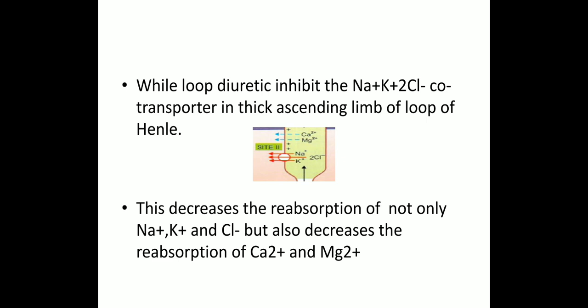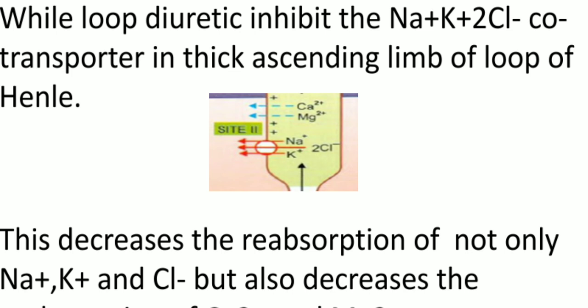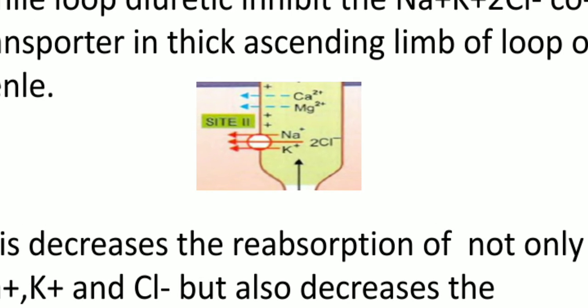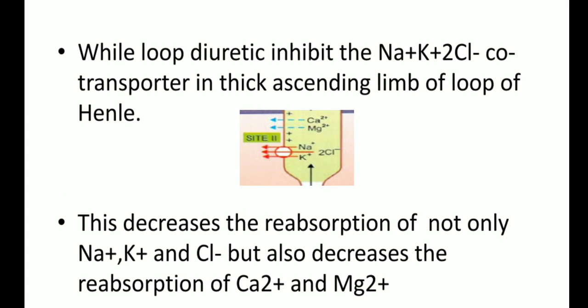Because loop diuretic acts on the sodium potassium 2 chloride co-transporter in the thick ascending limb of Henle. As you can see in the picture of the thick ascending limb of loop of Henle, there is a co-transporter called the sodium potassium 2 chloride co-transporter. Through this co-transporter, normally there is a reabsorption of all these ions, that is sodium, potassium and chloride. And when it is inhibited by loop diuretic like furosemide, the reabsorption of these ions is inhibited.